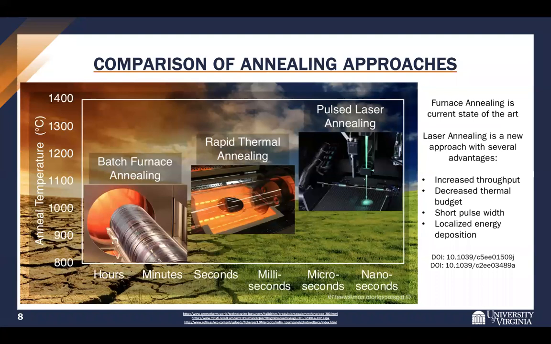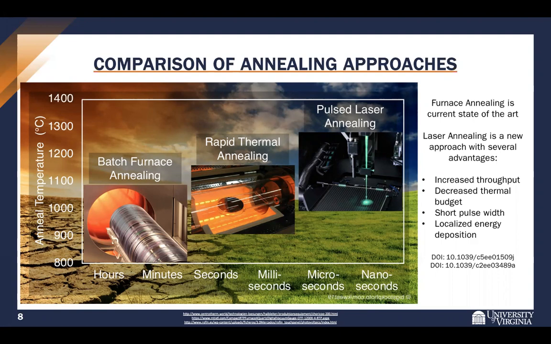So a quick comparison of the different annealing approaches. The current state of the art is sort of furnace annealing. There's batch furnace annealing, which can take hours or even tens of minutes. And typically the temperatures are between 800 and 1,000 degrees. There's rapid thermal annealing, which can shorten that time span to seconds, tens of seconds, and reach higher temperatures, but can typically only process one wafer at a time.